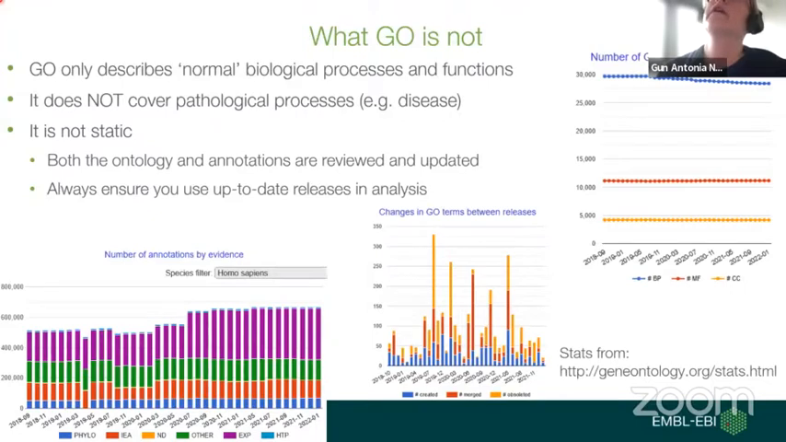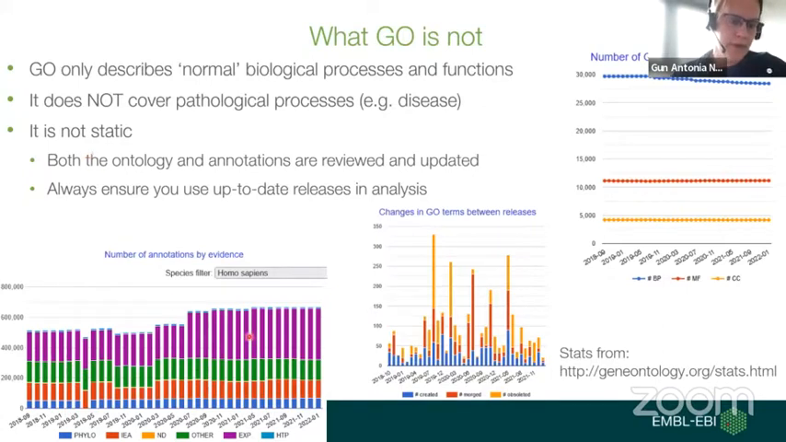And what the GO is not: it only describes normal processes and functions. So it doesn't cover various pathological processes, such as those that happen in disease, or artificial ones that might just happen in vitro. And GO is also not static. Both the ontology and annotations are reviewed and updated pretty much on a daily basis.